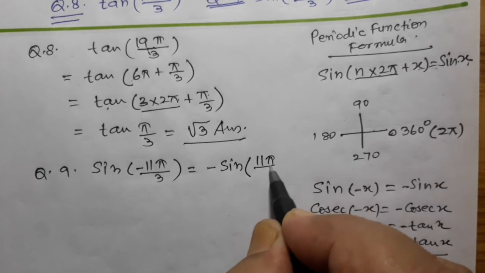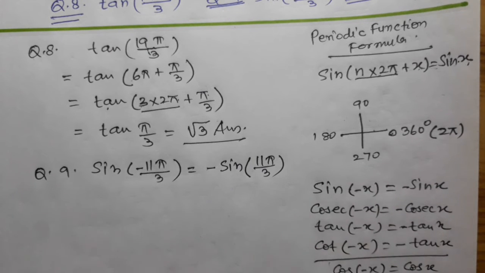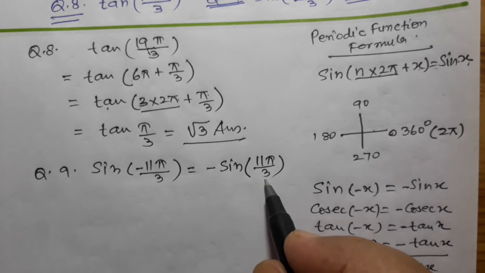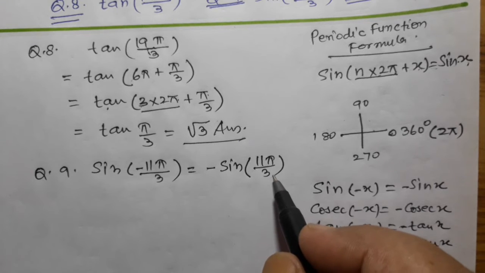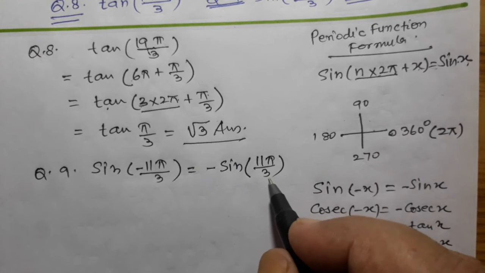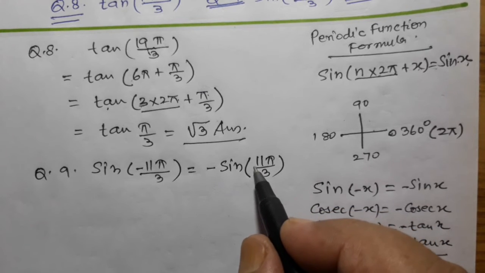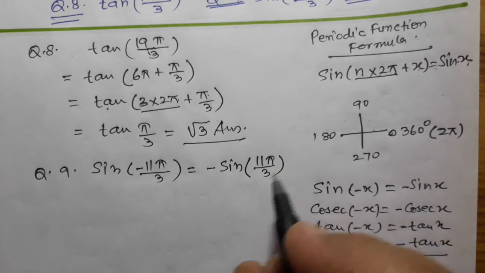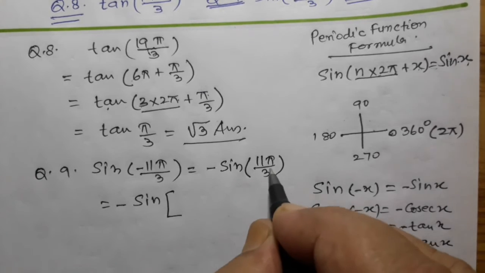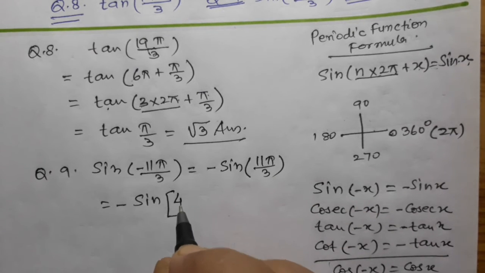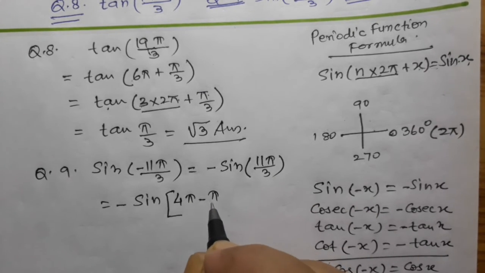11 pi by 3. So 11 pi by 3 can be written in two ways. If 11 is divided by 3, quotient will be 3 and remainder will be 2 by 3. 2 by 3 pi will be more than 90 degree, and for that we do not know the value, so we can take 12 minus 1 for 11. So we can write 11 as 12 minus 1, and it can be written as 4 pi minus pi by 3.